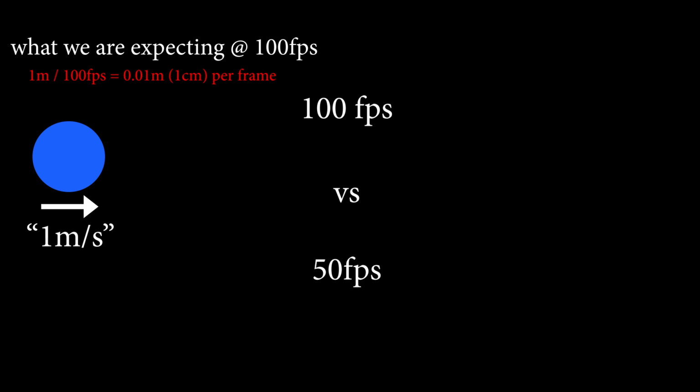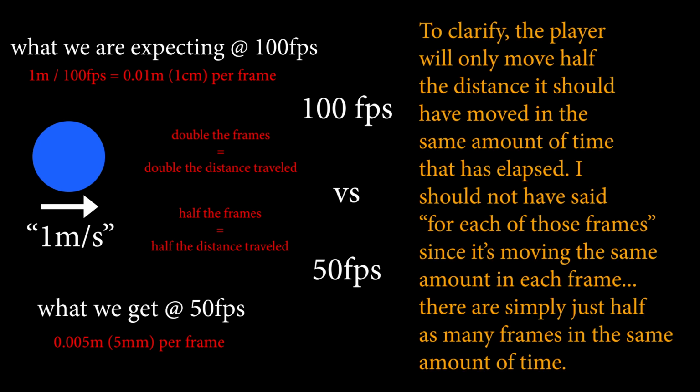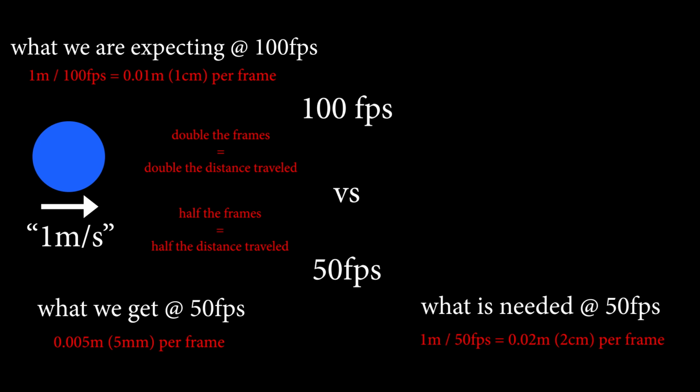But if a few frames are running at only 50 frames per second, then our object will only move 0.005 meters, aka 5/1000ths of a meter, or 5 millimeters for each of those frames. This inconsistent frame rate will cause an inconsistent rate of travel, which is completely, quote-unquote, frame rate dependent. To solve this, we can attempt to measure the time in between frames and then multiply the amount of movement by that. Fortunately, Unity does this for us and reports the amount of time between frames as Time.deltaTime.